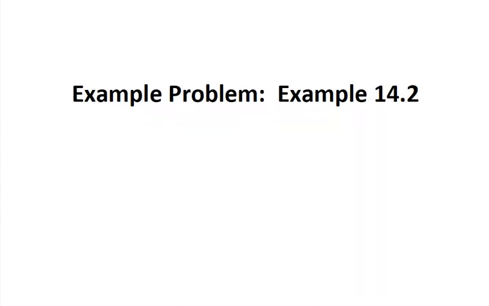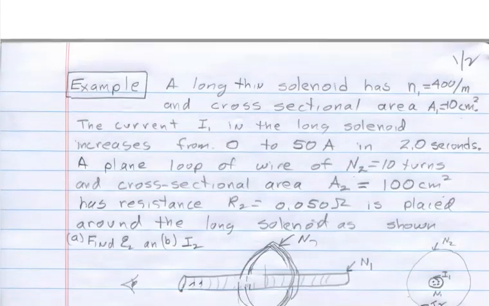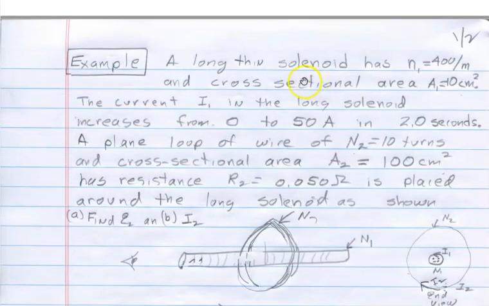Another quick example problem. Now, this one's not particularly difficult, but conceptually it's interesting. We have a long, thin solenoid with a number of turns per unit length of 400 per meter, and it has a cross-sectional area of 10 square centimeters, that's A1.